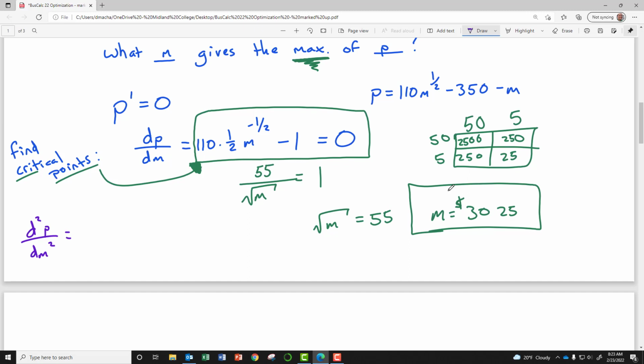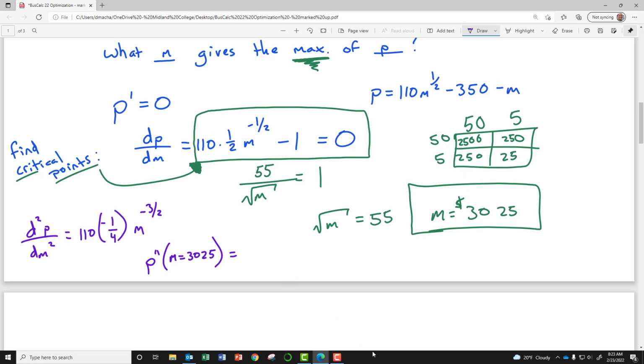And so where I have that -1, that's going to be a 0 because the derivative of a constant is 0. And then using my power rule again, I'm going to have 110 times 1/4, or -1/4, because I brought down the -1/2 power as a constant multiple. And this is going to be times m to the power -3/2. And I can just leave it like this, and what I want to do is evaluate what is that second derivative evaluated at the point m equals 3025, evaluated at my critical point.